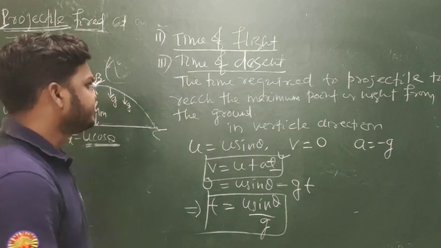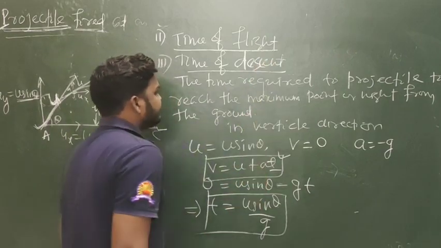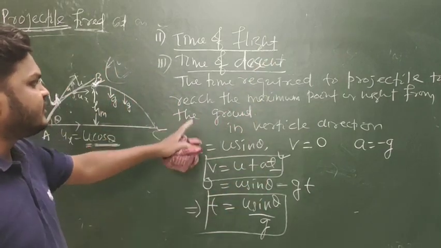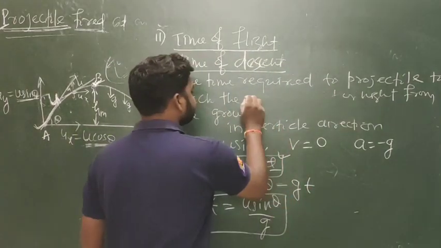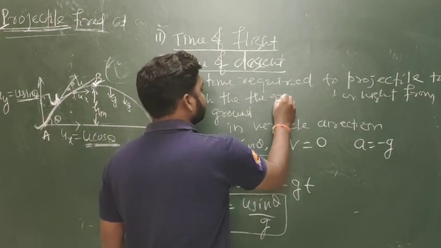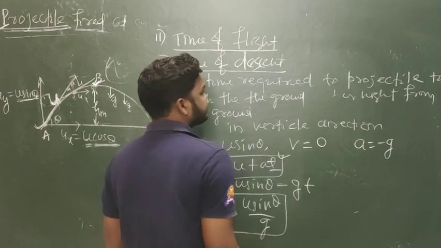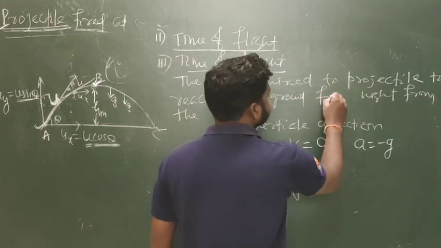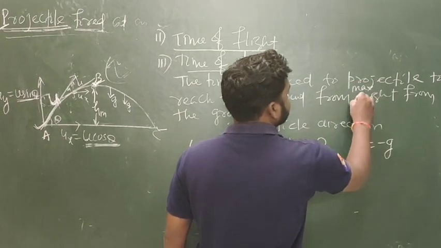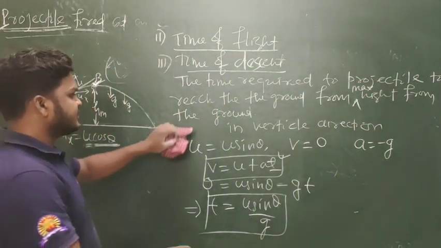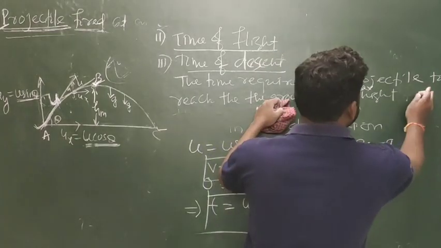Time of descent: the time required by the projectile to reach the ground, or projection level, from maximum height.